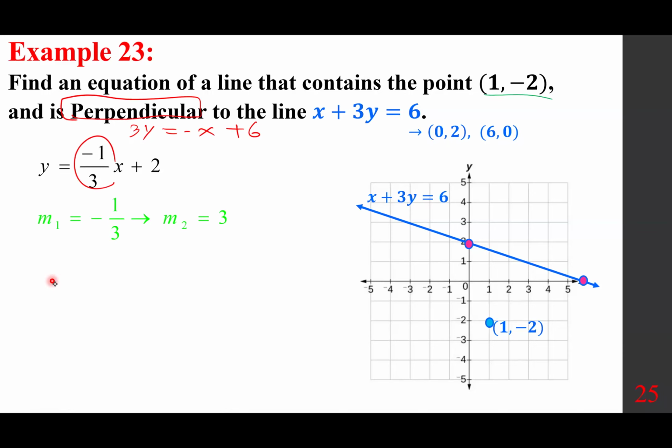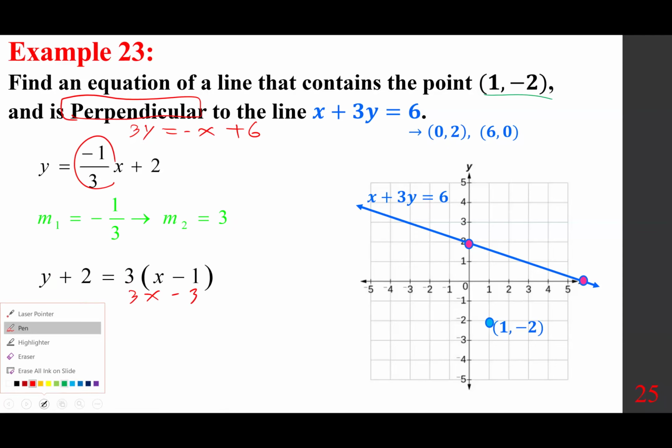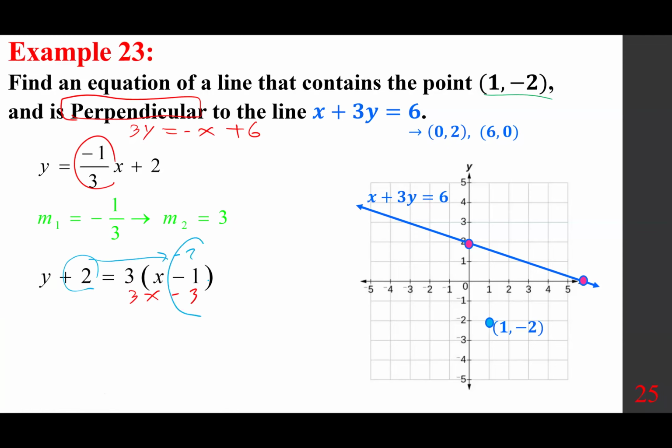Y minus y1, that means y minus negative 2, plus 2, equals m, 3, times x minus 1. Move the 2, it becomes negative 2, so y equals 3x minus 5. I can use that pair to graph it. Also, I can say, well, clearly 0 comma negative 5 is the y-intercept. And if I set this equal to 0, 5 thirds comma 0 is the x-intercept. And I can clearly see 0 negative 5 and 5 thirds 0. And connect them, and all of those three roughly will be on the same line.